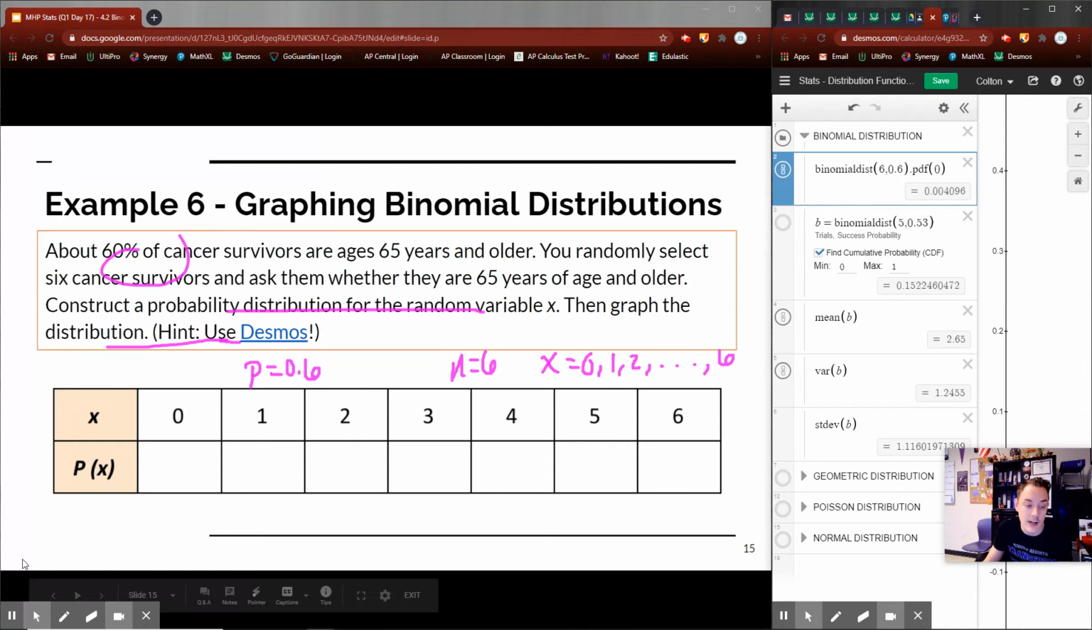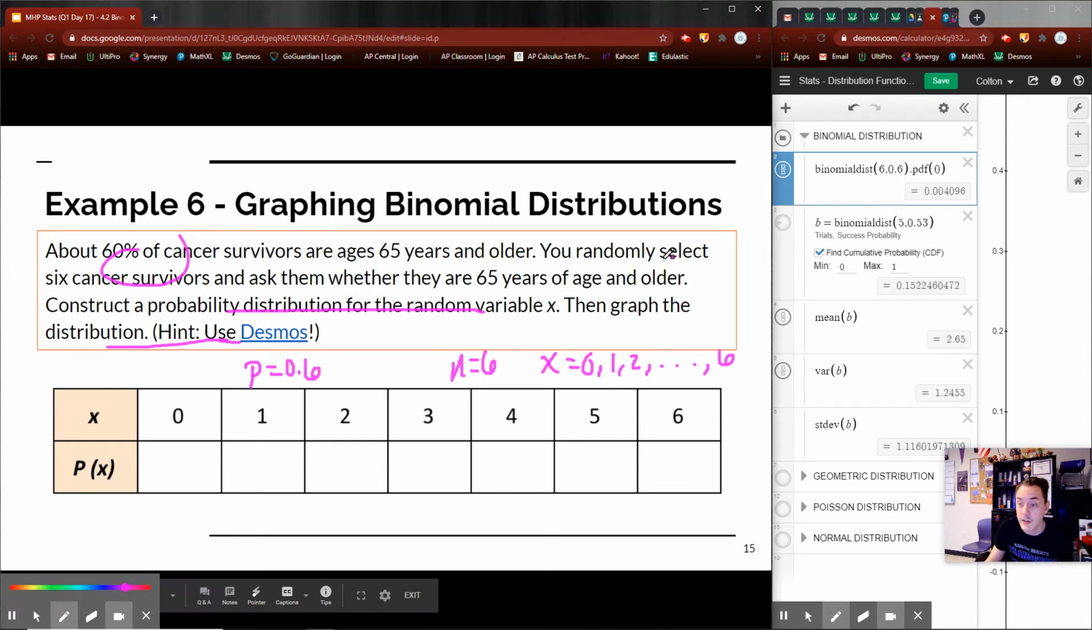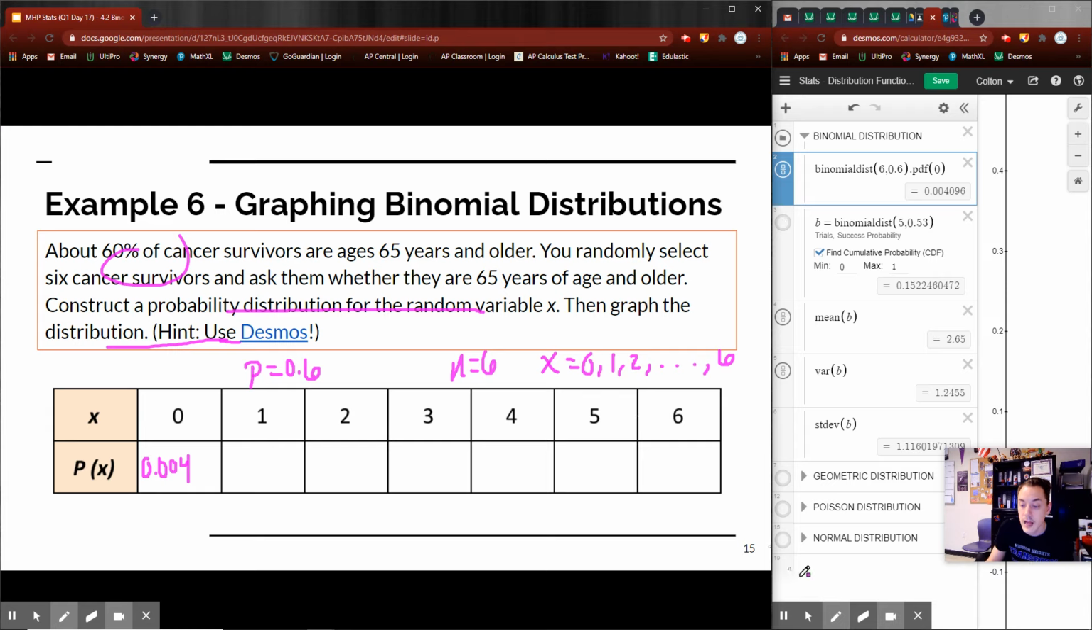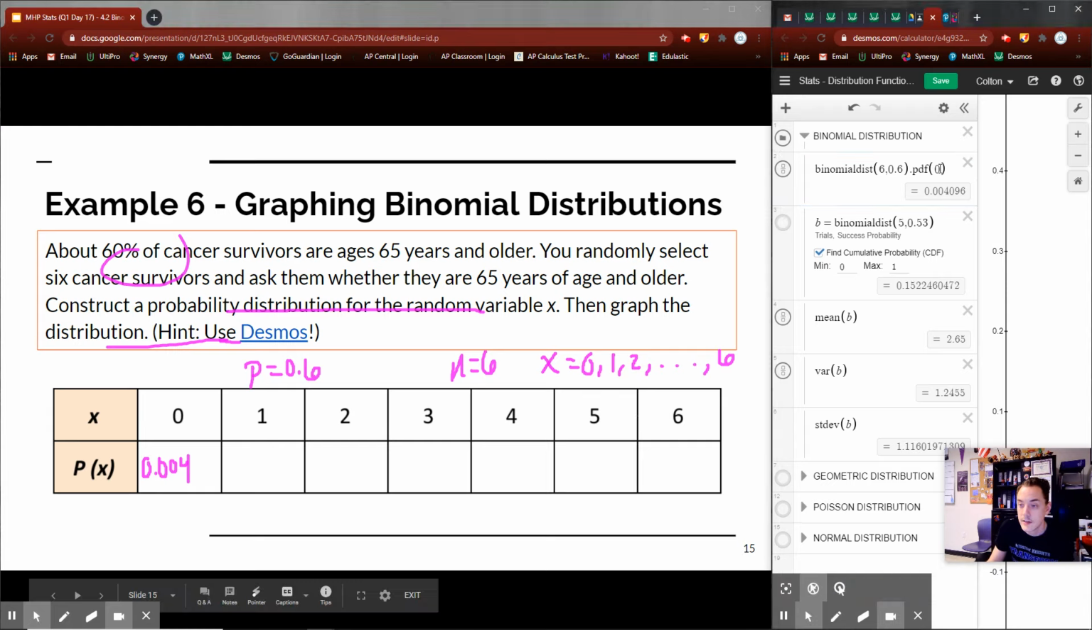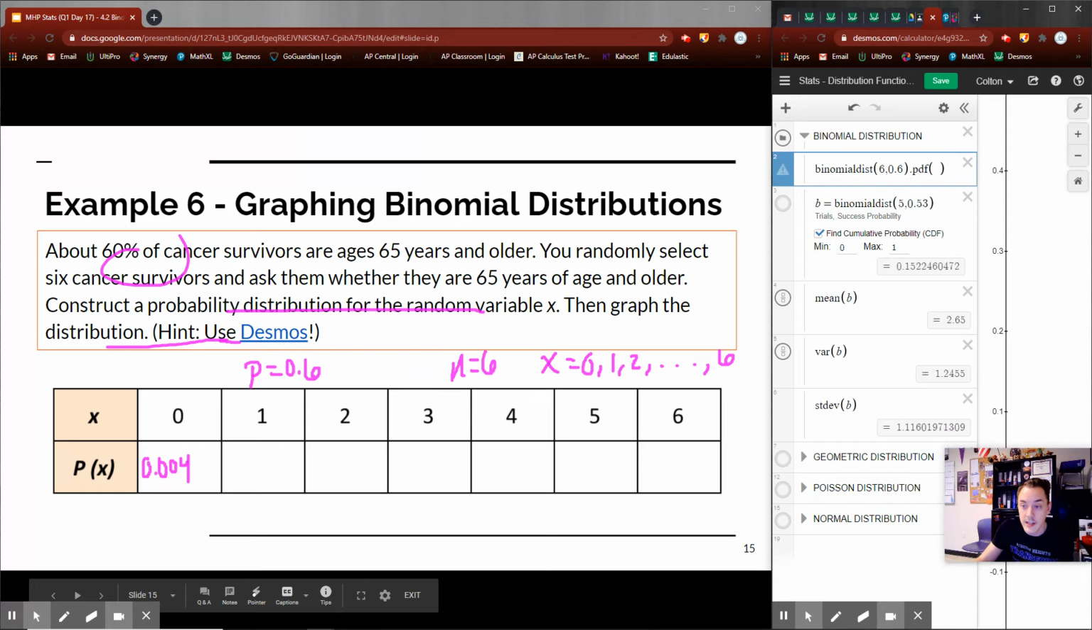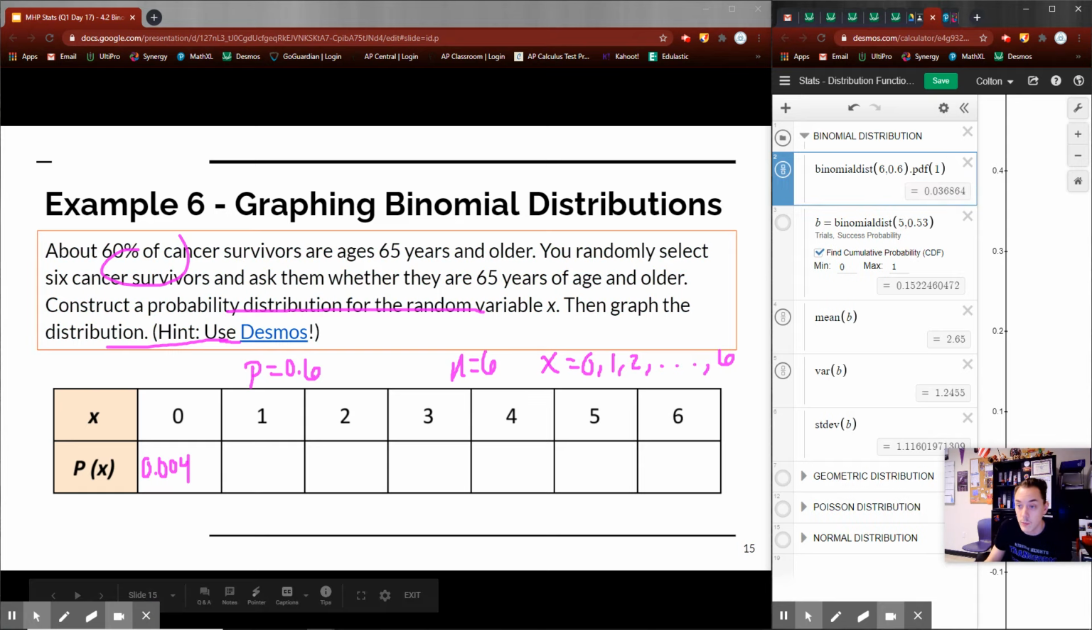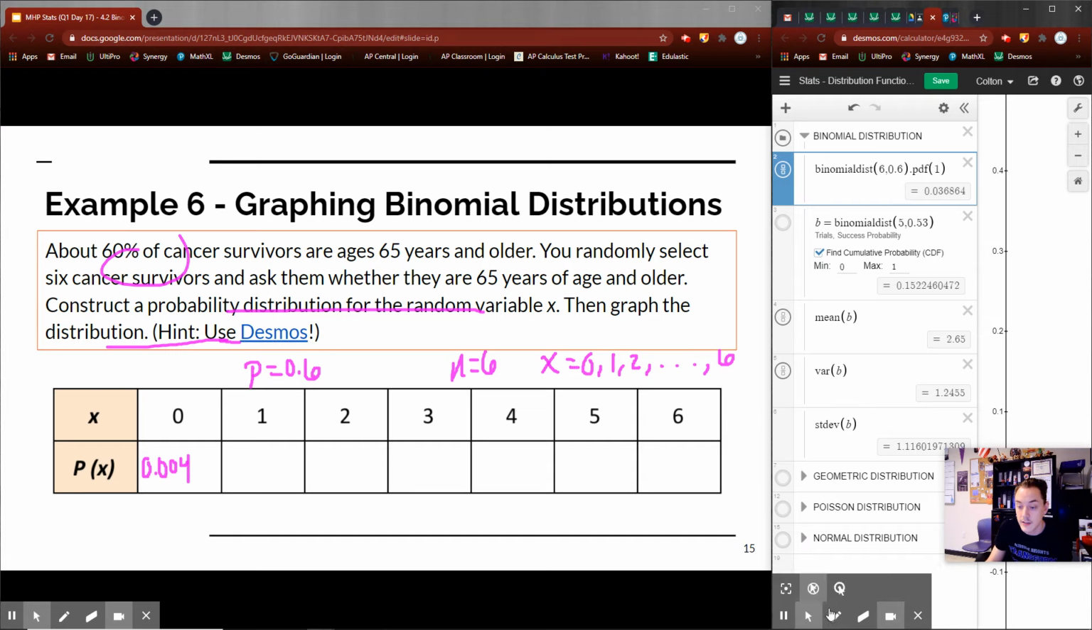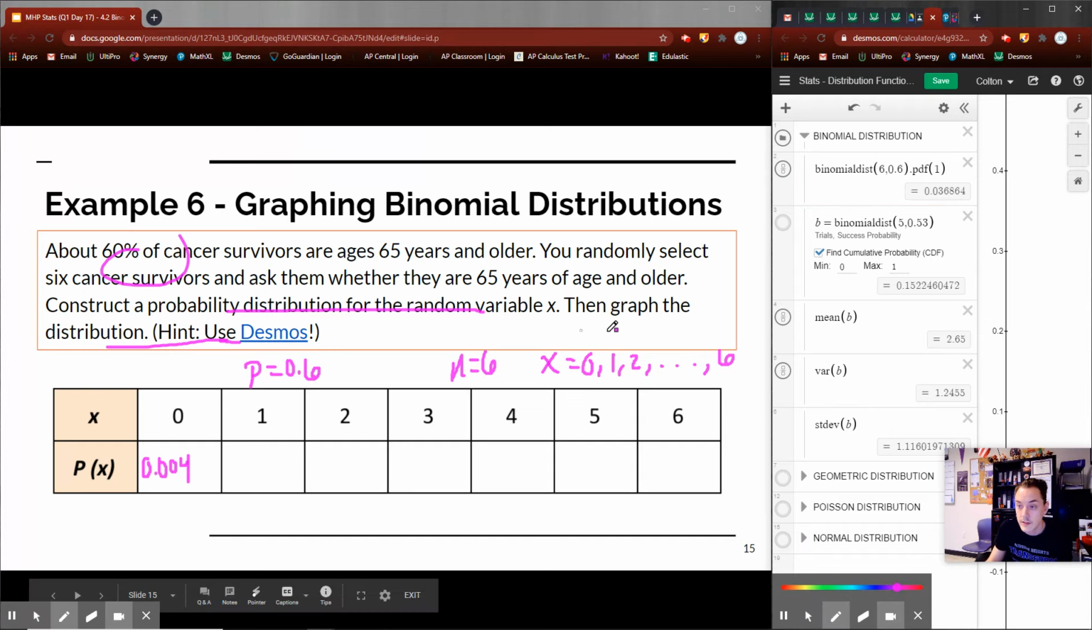So what does that mean for us? That means I'm going to literally type in that value. Look at that value right here. That's what I'm going to type in. So this is 0.004. I go back, and all I have to do is hit backspace, and I just plug in 1. That's all I need to do.